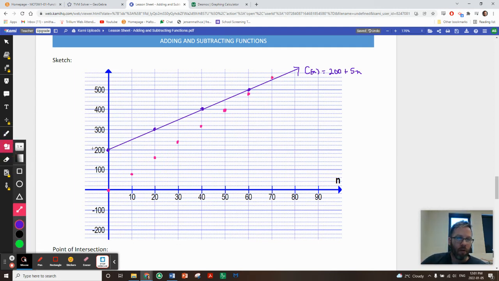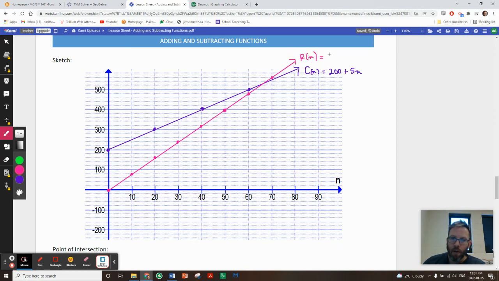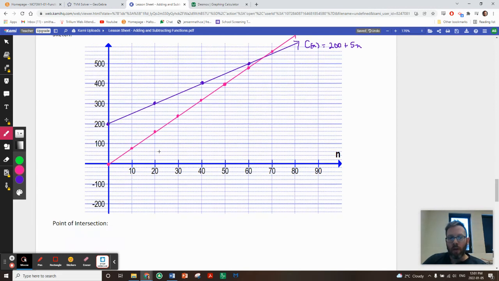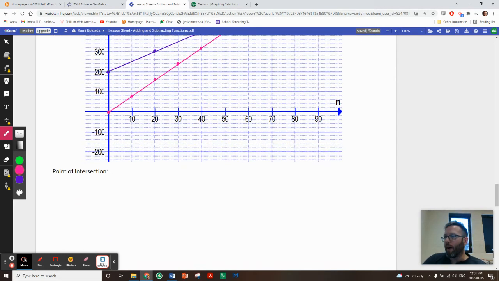So I'm just going to draw this in with the straight line tool, picking the same color, like so. This is our revenue function, 8 times n. All right. It appears they meet somewhere between 60 and 70. I'm not exactly sure where. We can use algebra to find the point of intersection, so we are going to do that.